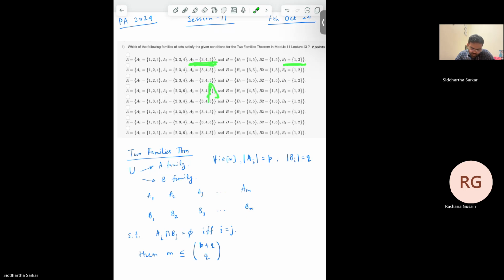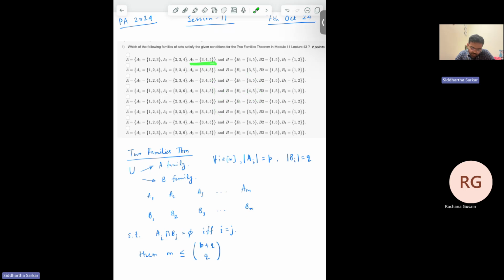No. So A3 intersection B3 is also empty. But we have to check now whether A3 intersection B1 is non-empty. A3 intersection B1 has two common elements, 4 and 5. So it's non-empty.